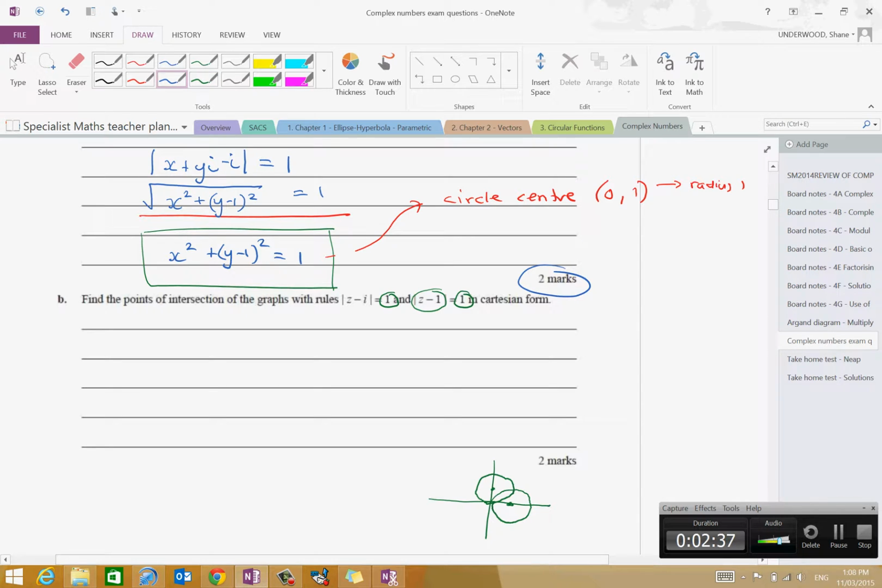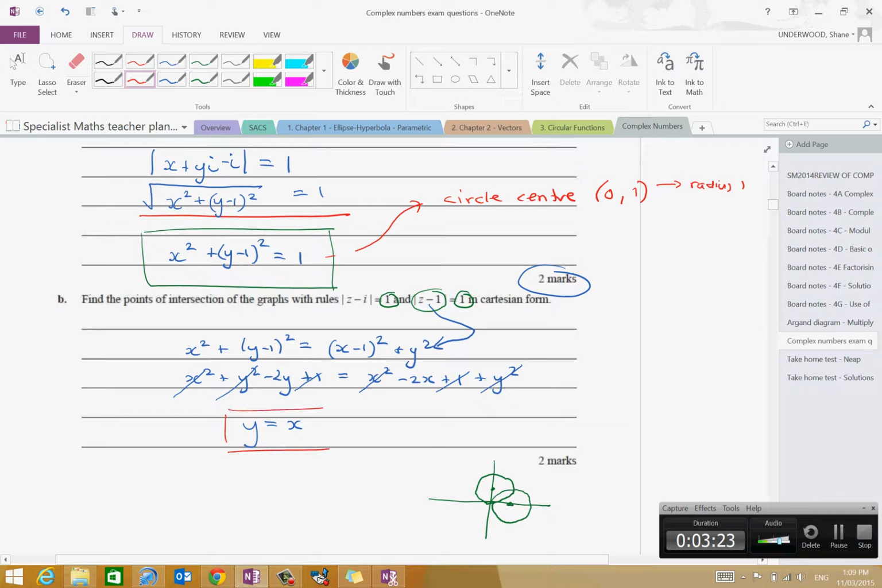Find the intersection. Therefore, from part A, we can say that x squared plus (y minus 1) all squared is going to equal (x minus 1) all squared plus y squared. That's this one here. Now I'm going to expand that out. That's x squared plus y squared minus 2y plus 1 is equal to x squared minus 2x plus 1 plus y squared. They're going to cancel out. Therefore, we've got y is equal to x.